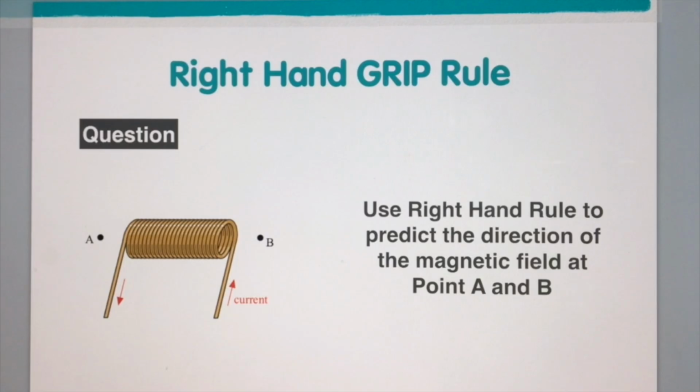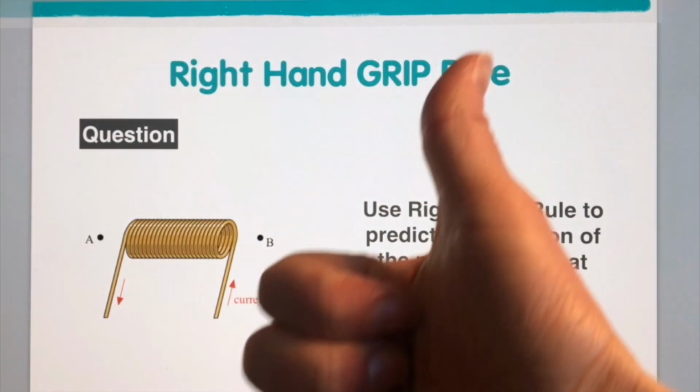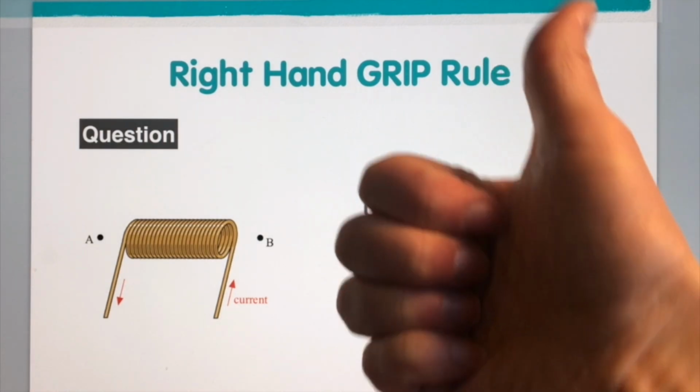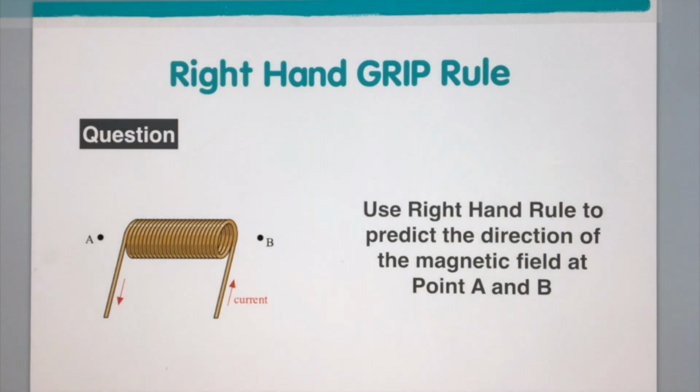You will see that we've suddenly changed to a different recording angle, and it may seem a bit odd at first, but why have we done this? Well, I want to be able to show you my hand as we're going through this demonstration. The right-hand grip rule is super useful when we're dealing with solenoids. We can find the direction of magnetic fields using this very simple rule.